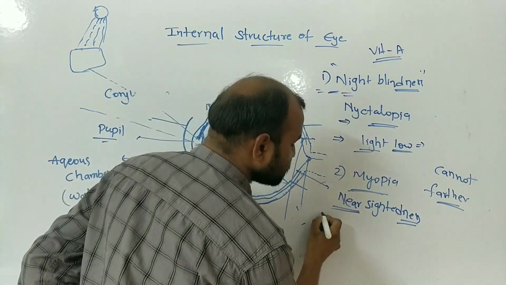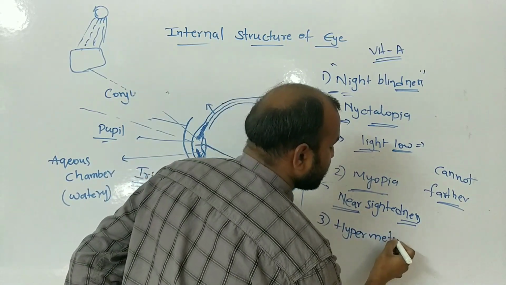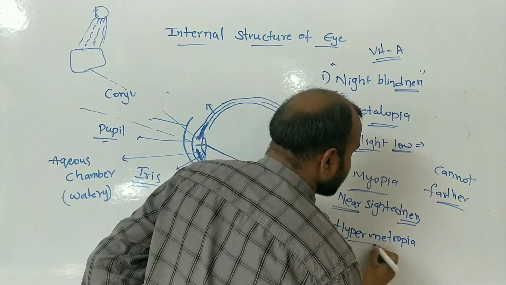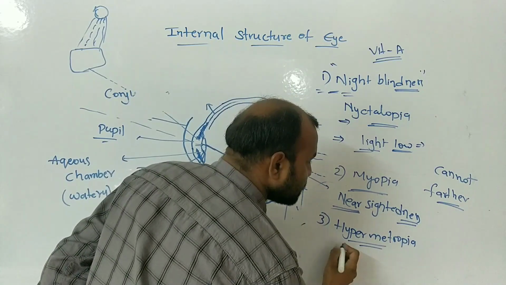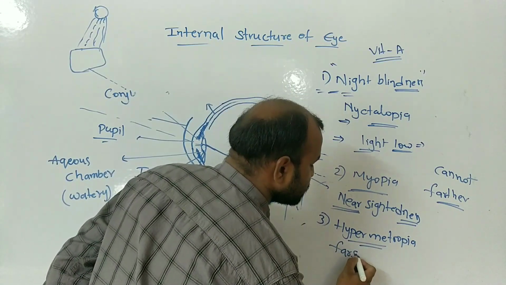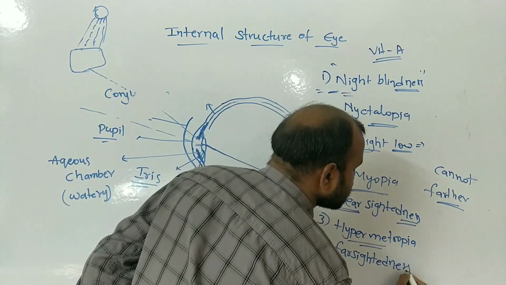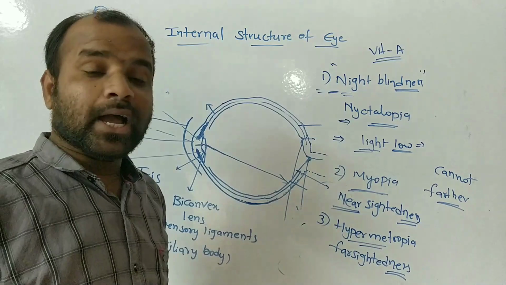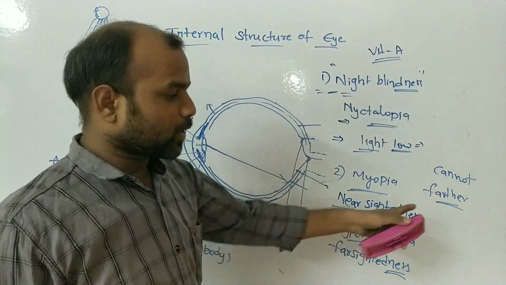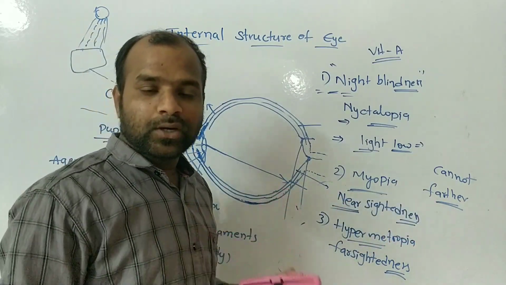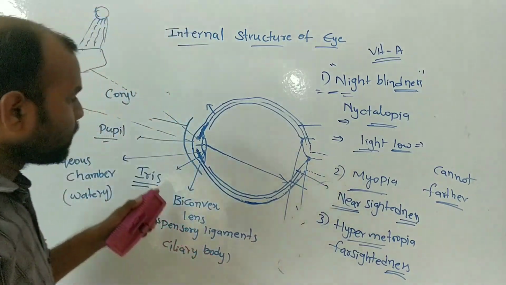The second one is hypermetropia. Hypermetropia is also called farsightedness. In this case, the people can see the farther objects, but they cannot see the nearer objects. The nearer objects cannot be seen.